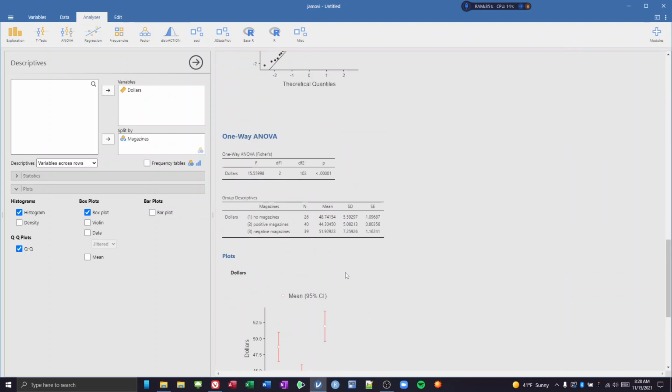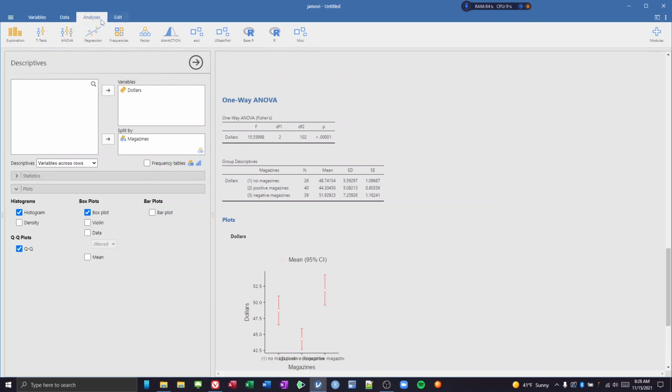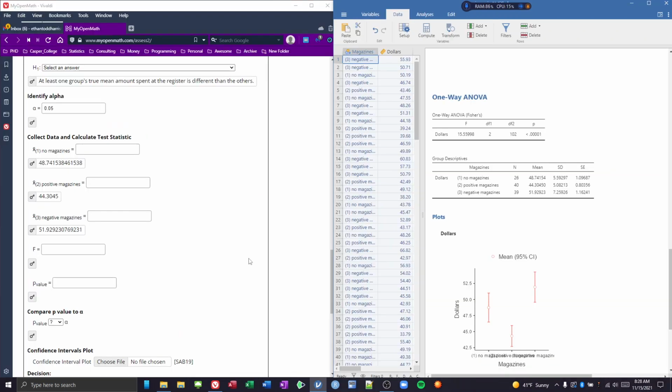Let's go back down to our ANOVA output, back to our data. And here it asks you for your F. It's literally underneath here: our F statistic is 15.5599.